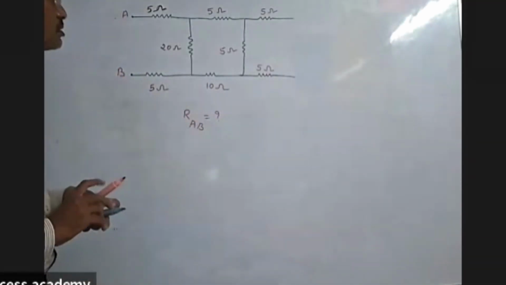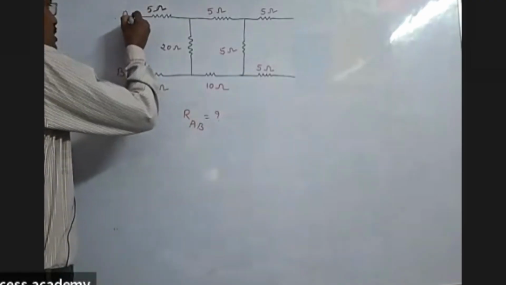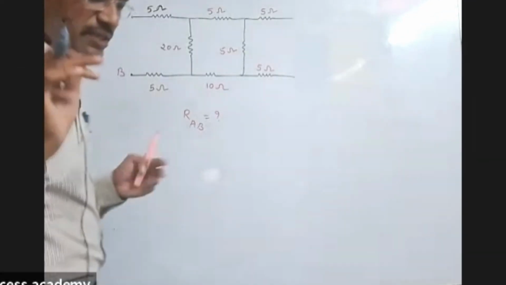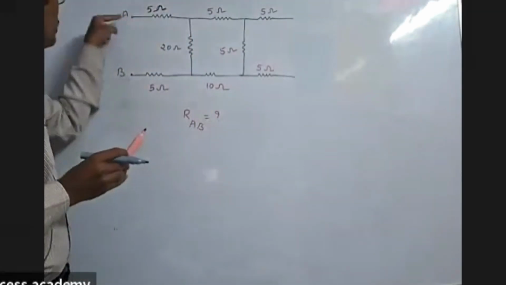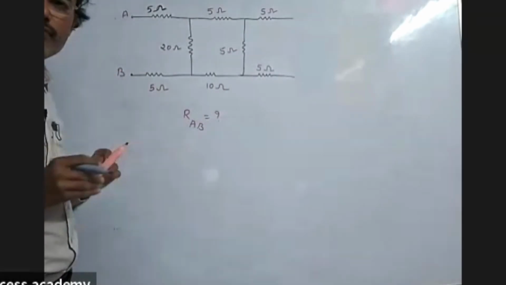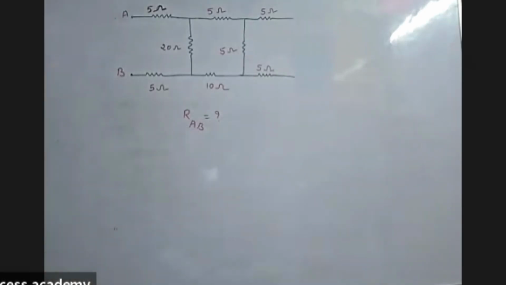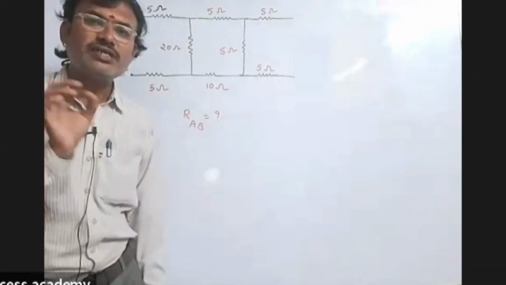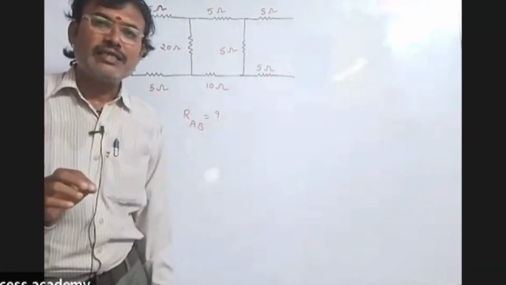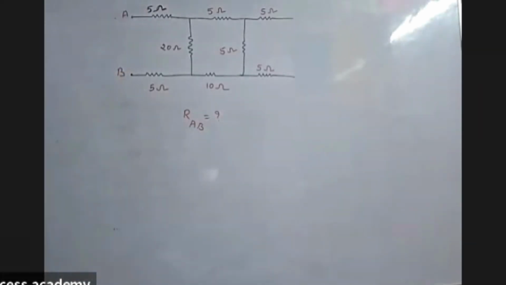Now how can we solve this? See, the current is passing in this direction. Remember one thing, in circuits, A and B, otherwise PQ, otherwise XY, these notations are present. Here we are considering the first letter as the positive terminal, and the second letter represents the negative terminal.